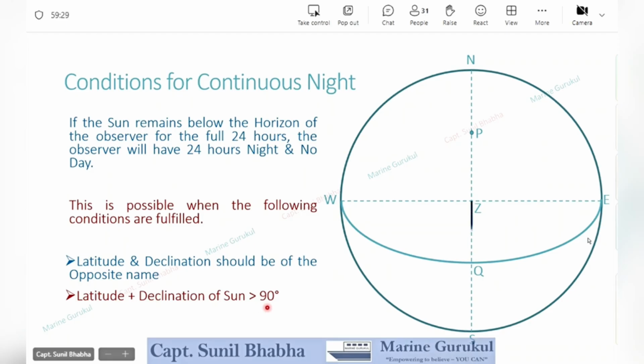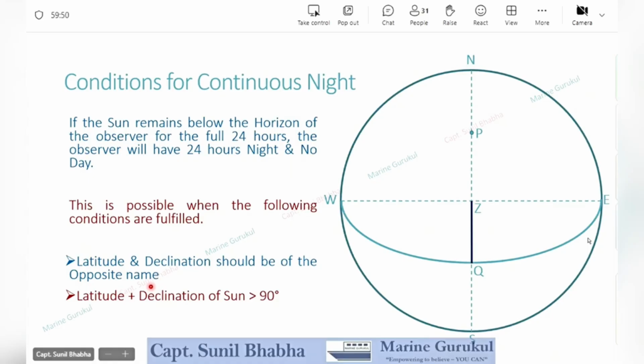So these are very similar to the circumpolar conditions, the only difference being that in circumpolar the latitude and declination should be of the same name, and in a 24 hours night scenario or continuous night scenario, the latitude and declination should be of the opposite names.